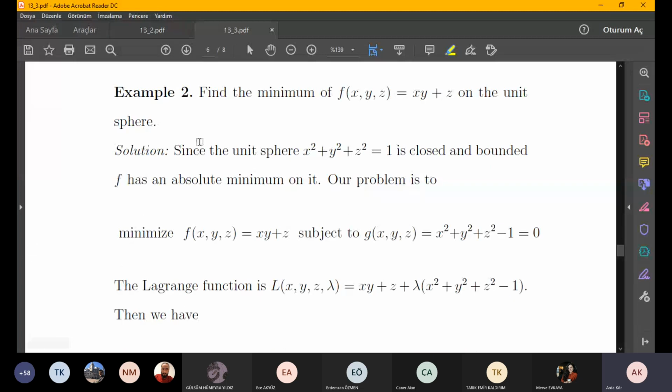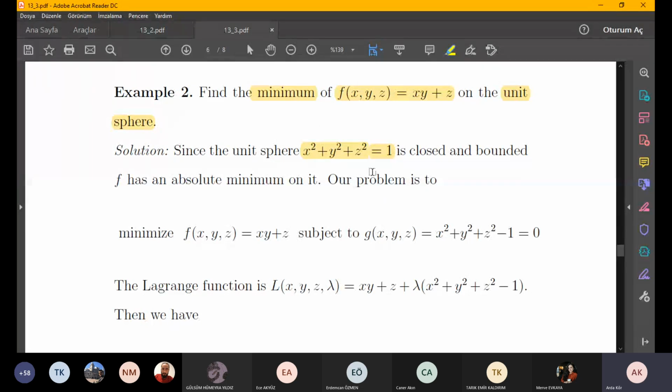And here let's give another example, which now has 3 variables, x, y and z, and we will try to find the minimum value of the function on the unit sphere, which is a sphere with the equation x squared plus y squared plus z squared equals 1. This is the unit sphere.